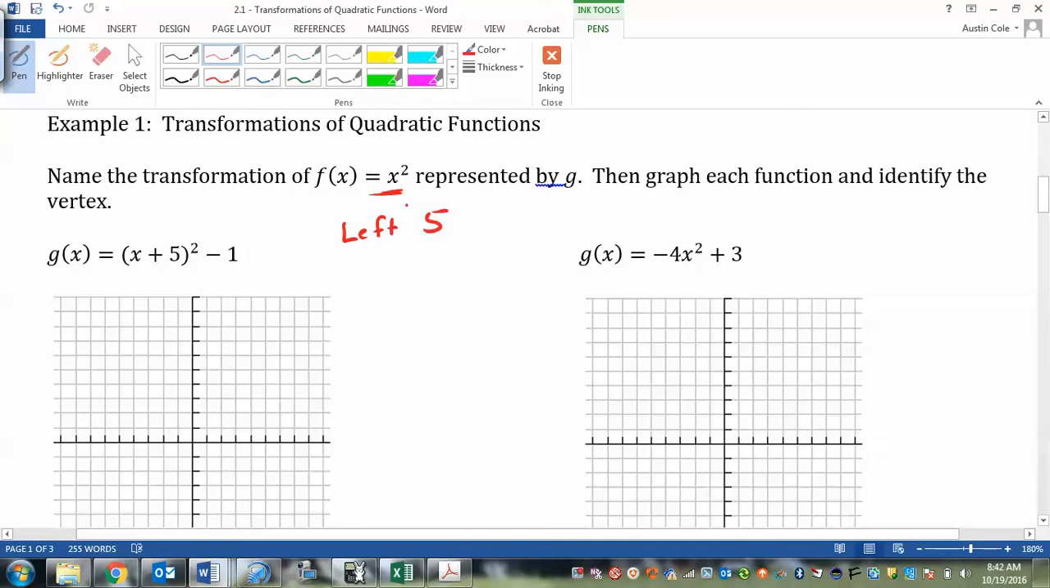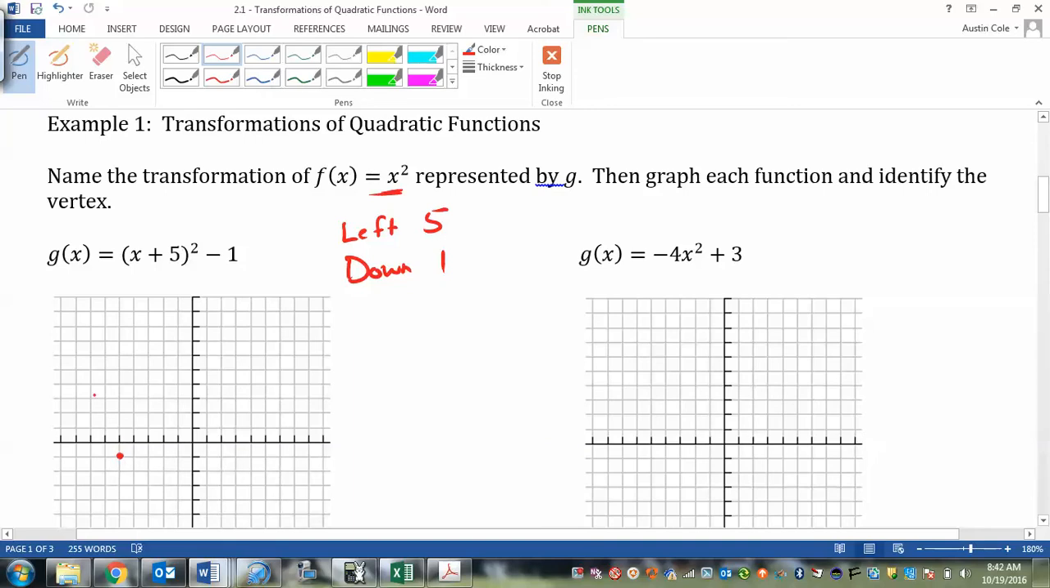Write that down. What's this minus 1 going to do, Ralphie? It's going to go down. I'm sorry, say it again. It's going to go down. Down 1. 5 is our h value, negative 1 is our k value here. So here we go. And then I'm going to graph the function. So I'm going to go 1, 2, 3, 4, 5 units left, 1 unit down.